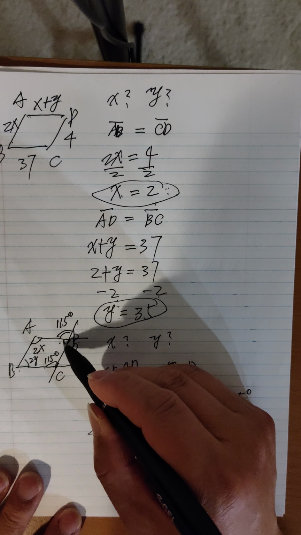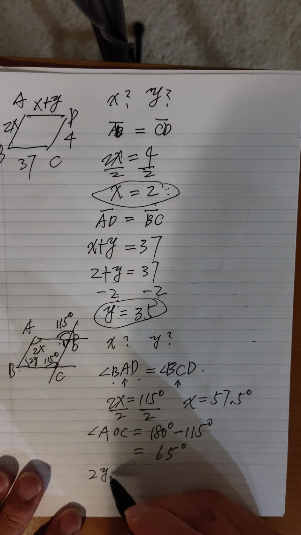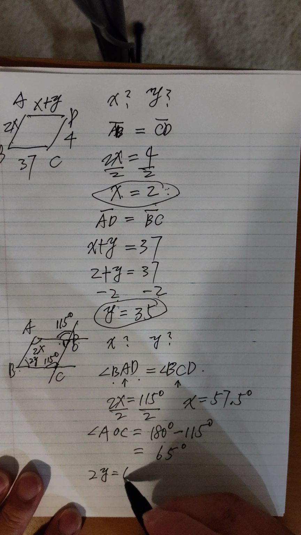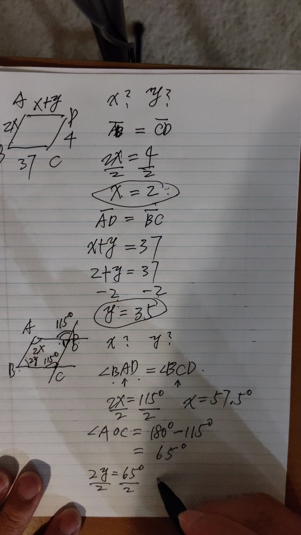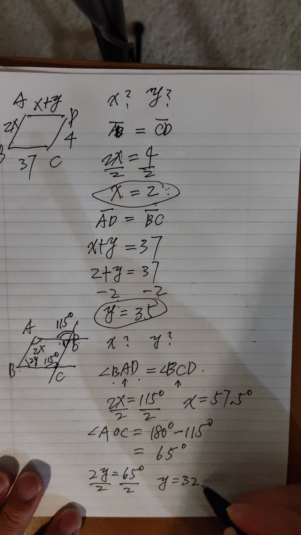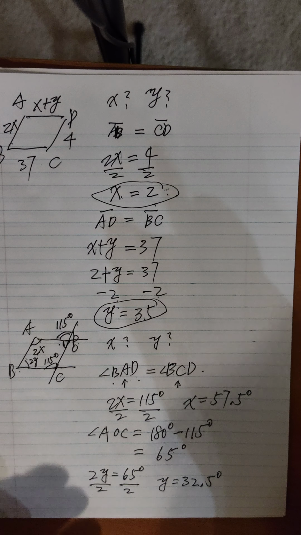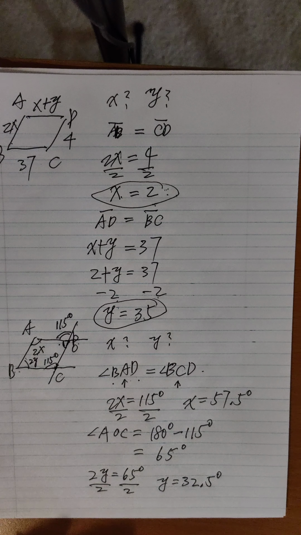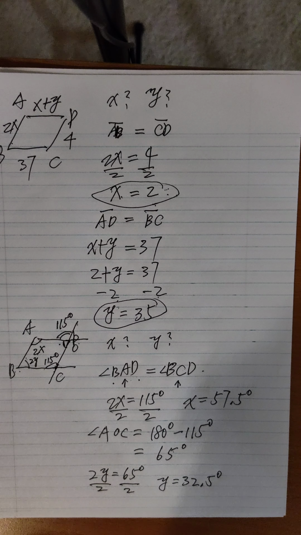Okay, since this angle and that angle are the same, 2y is going to be equal to 65 degrees. Divided by 2 on both sides, so y equals 32.5 degrees. Okay, notice once you understand the properties of the parallelogram, it is pretty easy. The problem is going to be very straightforward.